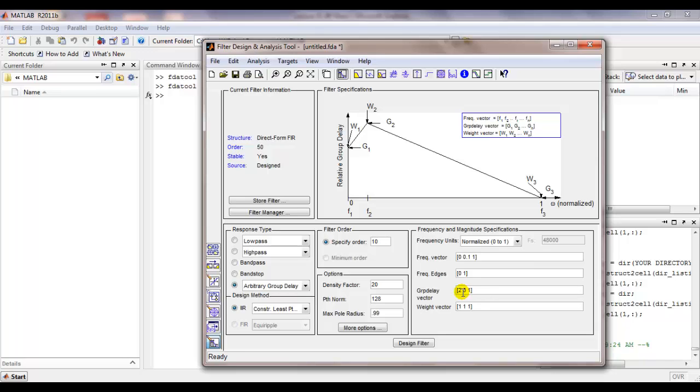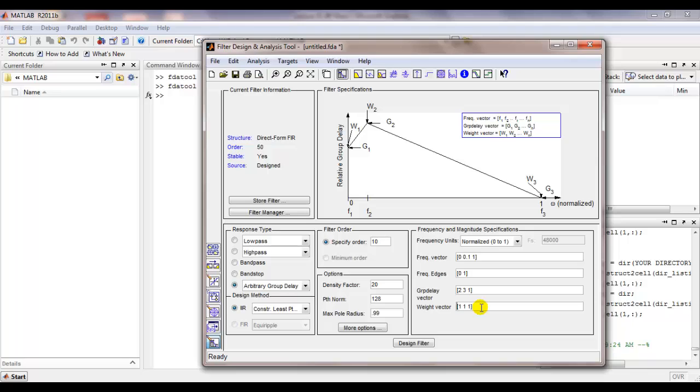So it starts from 2 and it goes up to 3. So there should be basically a relative difference of group delay of about 1. And then it goes from 3 and it has to come down to 1. So there is a relative reduction in group delay of -2. Okay. And the final thing, this weight vector is 1, 1, 1 here.